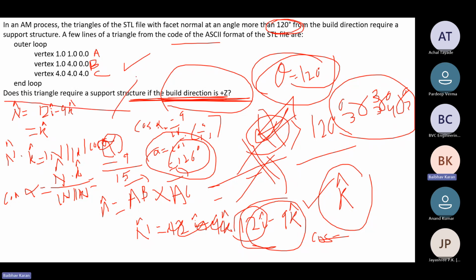Does this triangle require a support structure? The answer will be yes, because the alpha value is 126 degrees. So this is how you solve the questions.